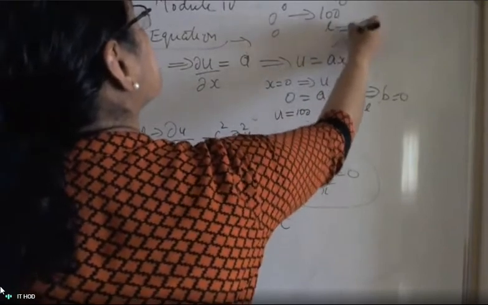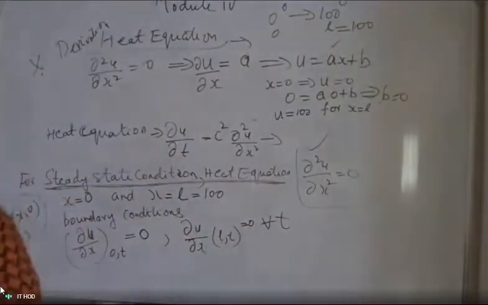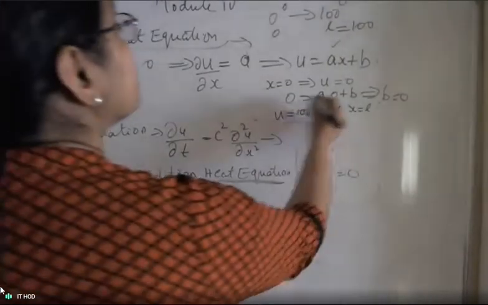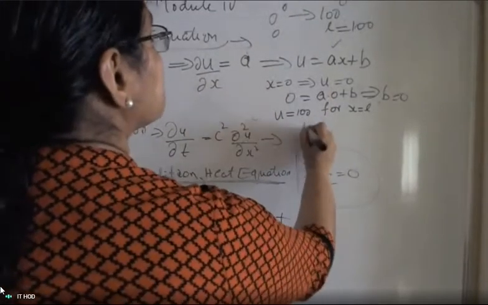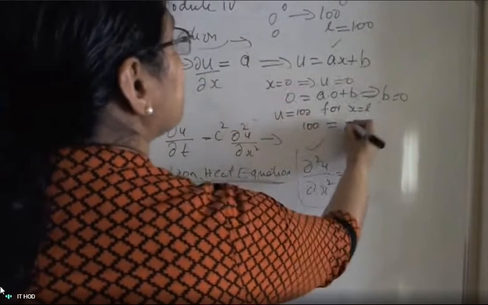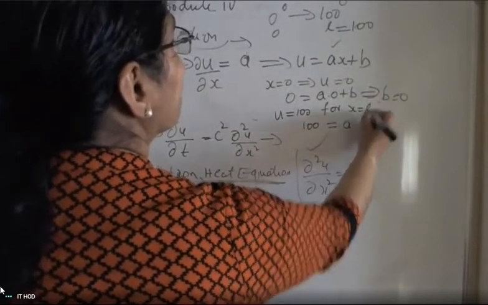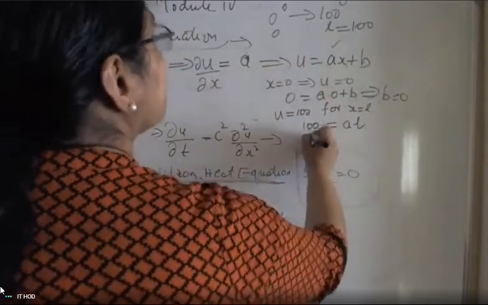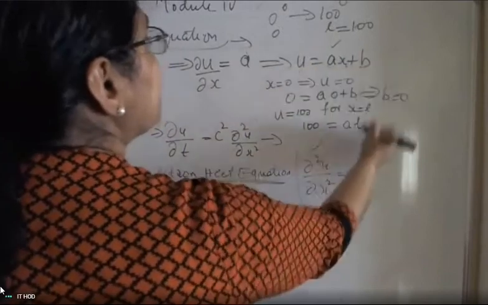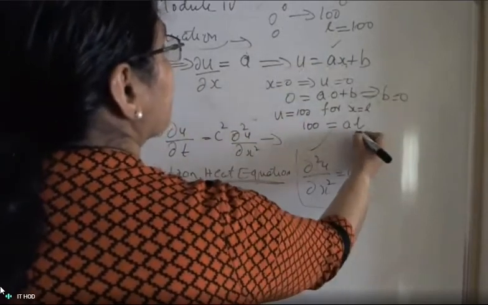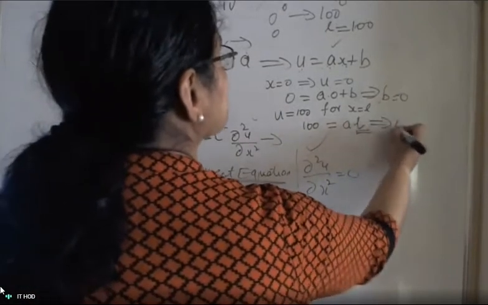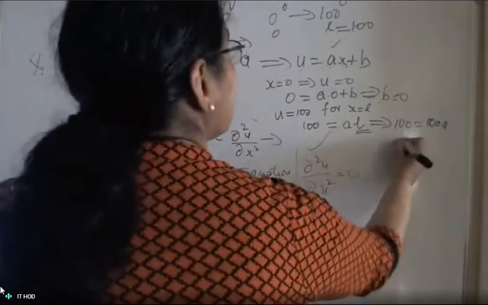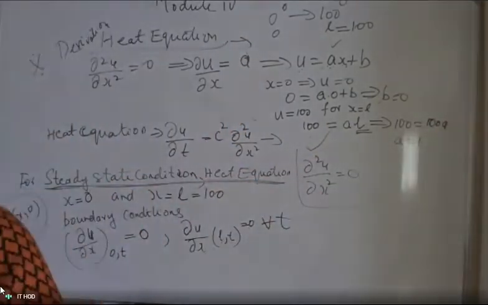What is our L? L is 100 centimeter long. It is given in the question. L is 100, so I'm going to do that also. So U is 100. This is equal to A into L. U equal to 100 is equal to A into L, and B is 0. And what is our L? L is 100. So this implies 100 is equal to 100A, and A is equal to 1.